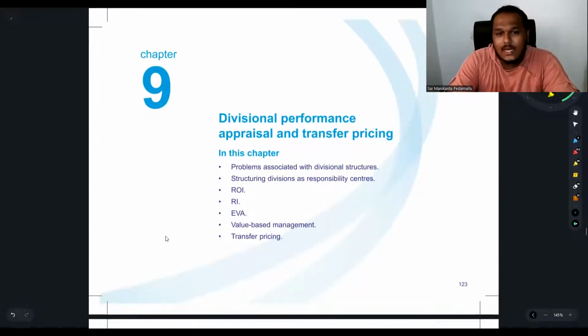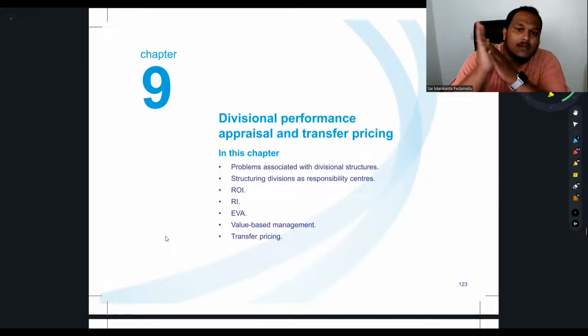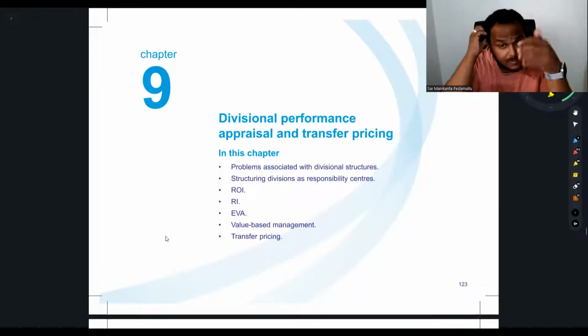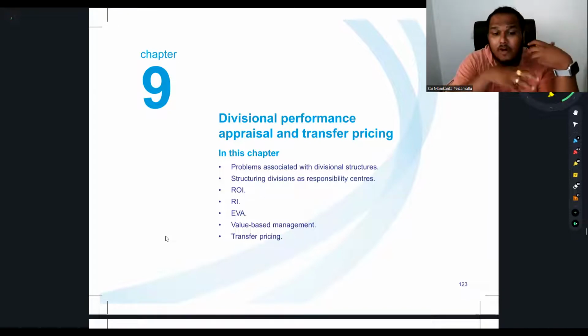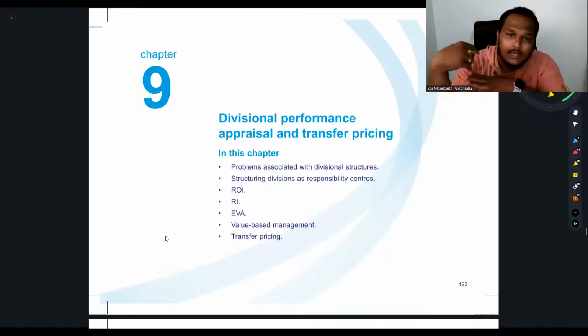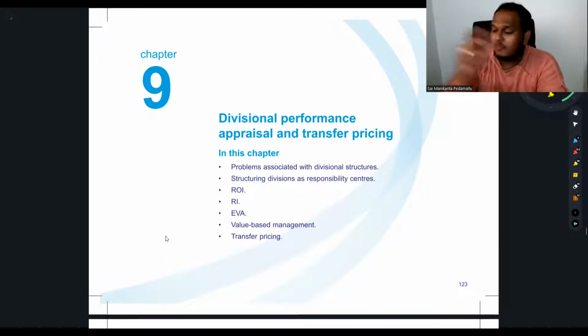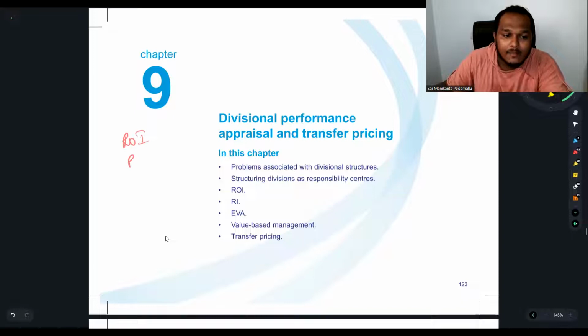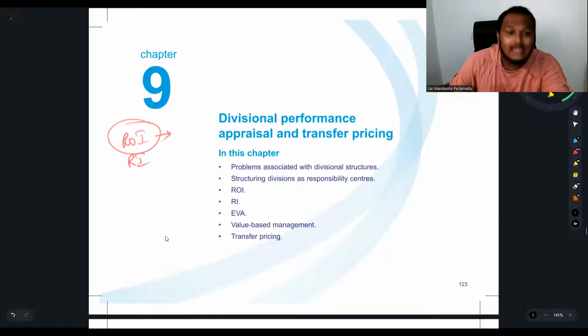So let's do this. Chapter number 9, divisional performance appraisal and transfer pricing. The first part of this chapter talks about performance appraisal of divisions. The second part talks about transfer pricing. So the first part is appraisal of performance. For appraisal of performance, we use financial and non-financial ratios. When it comes to divisions, we do ROI and we do RI. So what is ROI? Return on investment.